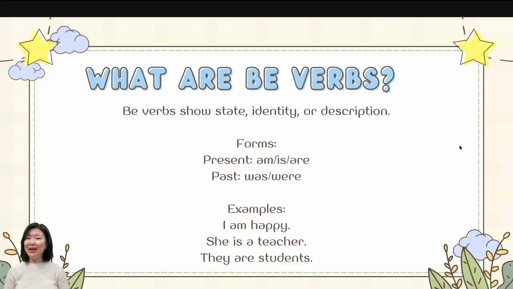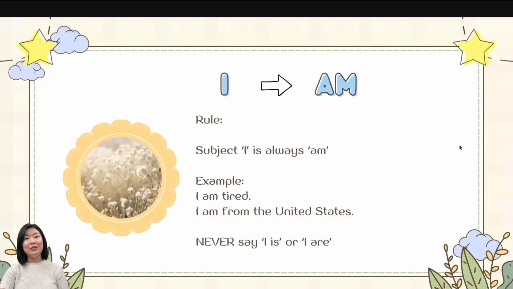I am happy. She is a teacher. They are students. So you can see the be verbs are used after the subject. So let's take a look at different types of be verbs.